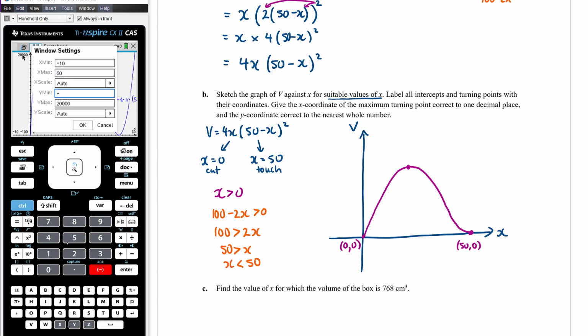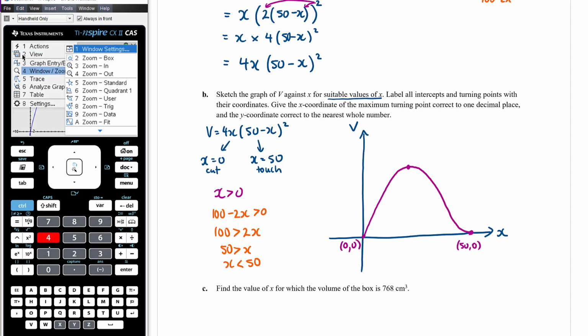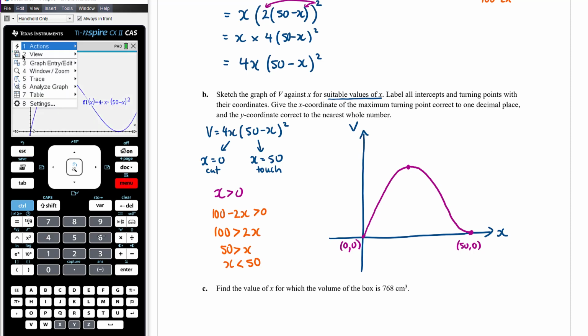So let's make that -5,000. Let's make that 100,000. Okay, now we can see what we're doing. All right, so we want to know where that turning point is. So menu 4.1. Menu 6, maximum 3. Again, selecting somewhere to the left and somewhere to the right.